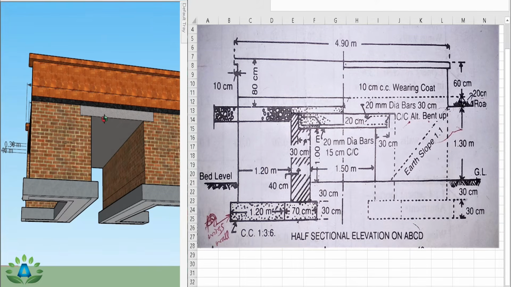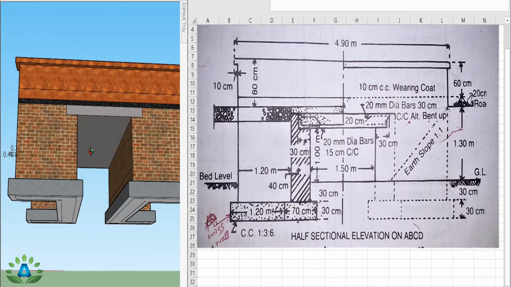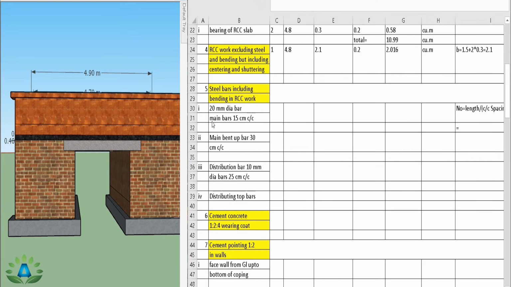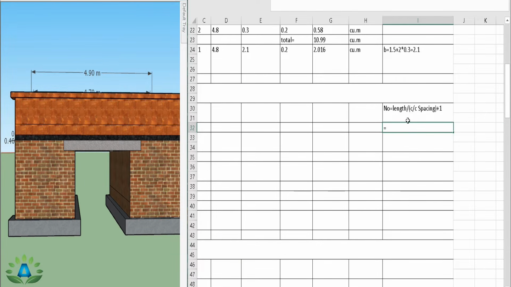So it means that we are going to put this main bar in the whole of this RCC slab having the center spacing of 15 centimeter. And to calculate how many bars we have to put in this RCC work having the diameter of 20 mm, we have the formula: number equals length divided by center to center spacing plus 1 in the main bar.